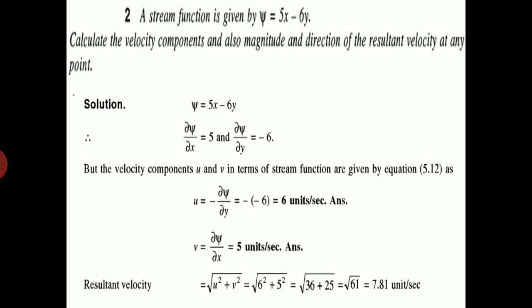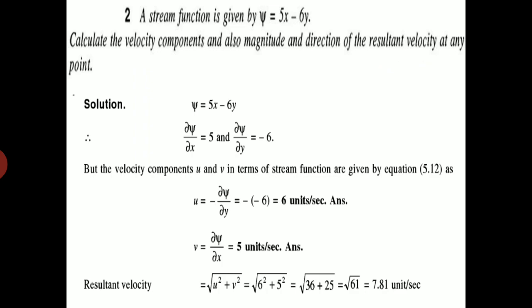Now the next numerical. In this numerical, a stream function is given to us: psi is equal to 5x minus 6y. We need to calculate the velocity components and the resultant velocity. In this numerical we'll be calculating only the velocity components and the resultant velocity.